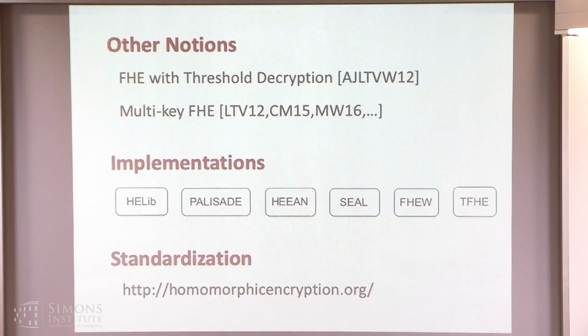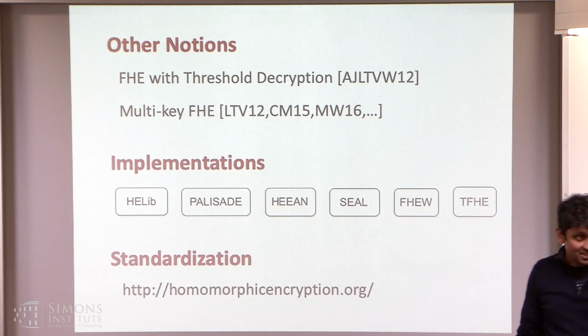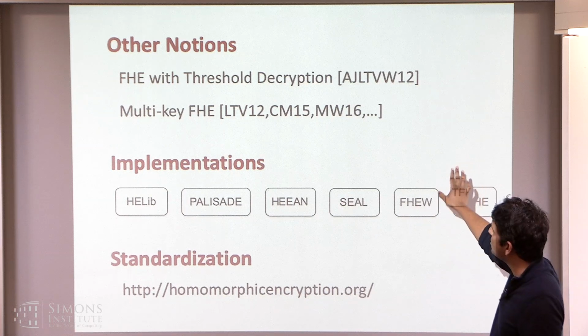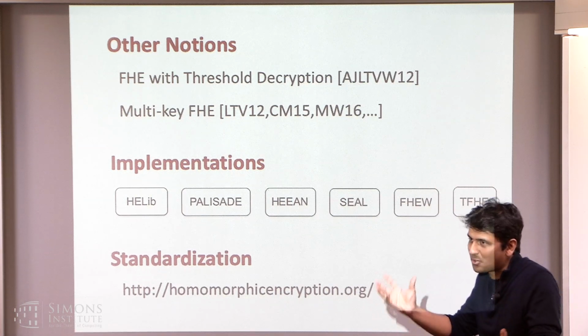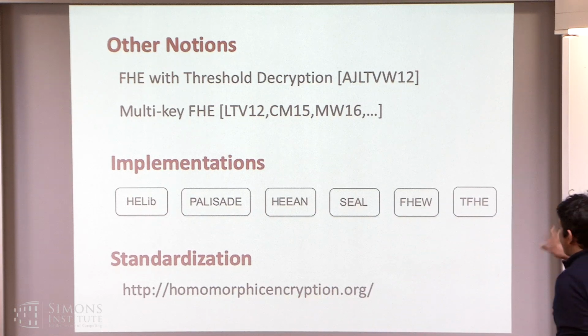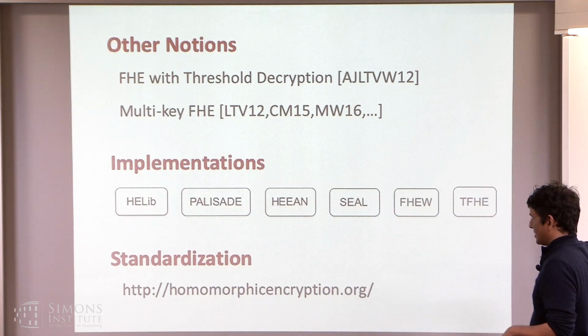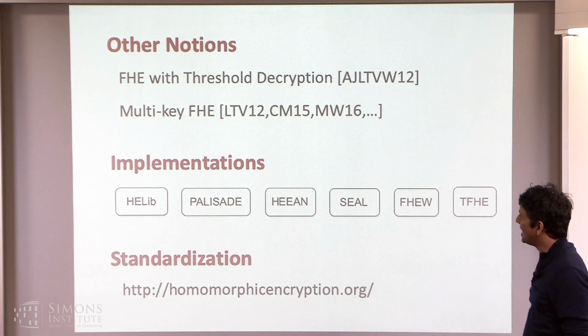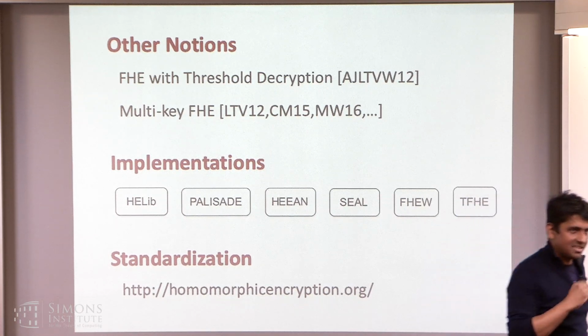We can write it down offline. It's not surprising actually. There are many other things you can do. You can do multi-key FHE, where you compute on encryptions under different keys, whatever that means. There are lots of implementations. It's not even complete. There are things here which you can't see. Okay. Standardization.